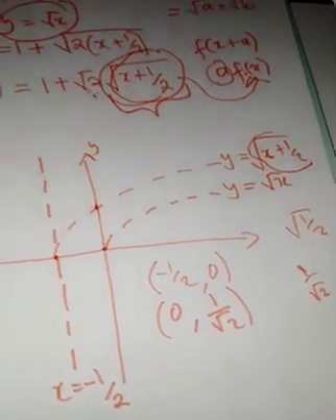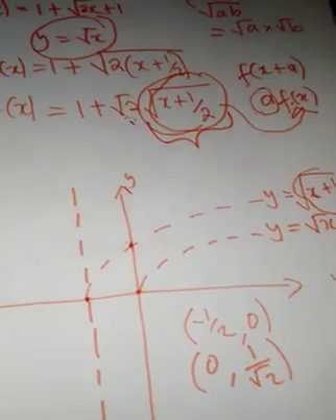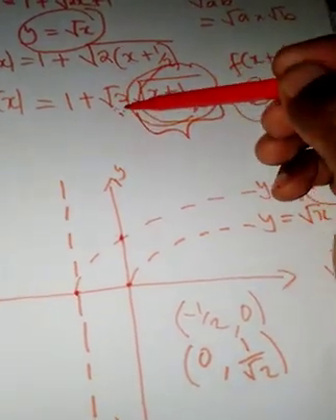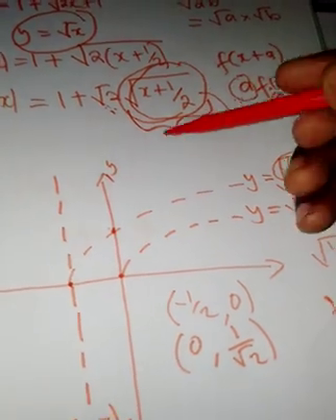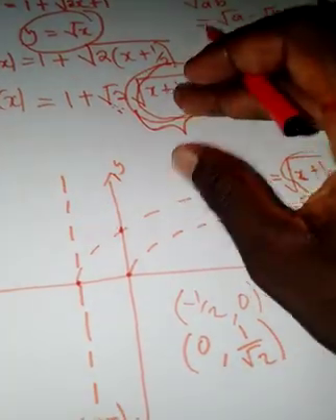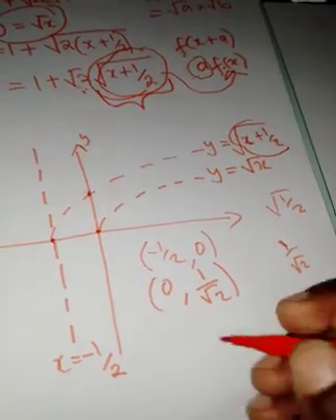Okay, then let's apply this root 2. What did I say? We multiply the y coordinates by root 2. We leave the x coordinates unchanged. So what will be the new coordinates now?